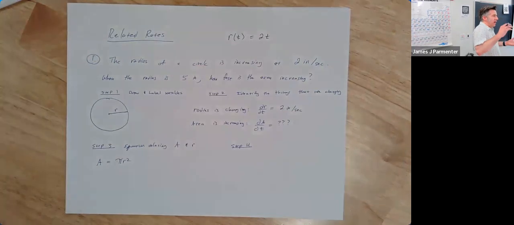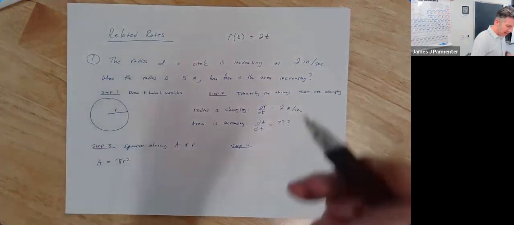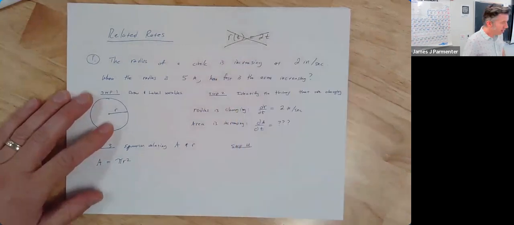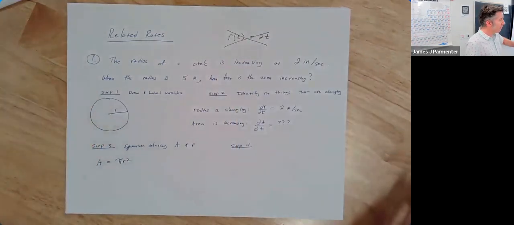At time 0, I'm pretending I'm starting off where the area starts off at 0. And then after 1 second, the radius is 2 inches. After another second, the radius is 4 inches, and so on and so on. But we don't need that. So I'm not really going to use that. But I know that radius is a function of time, and so is area.